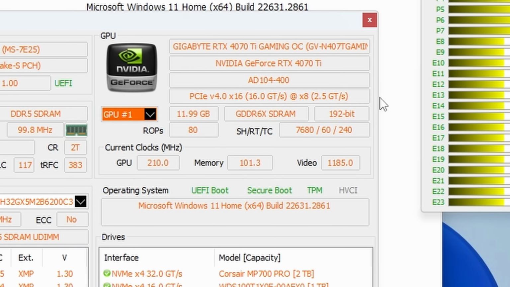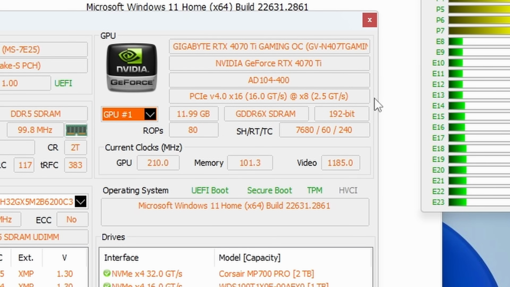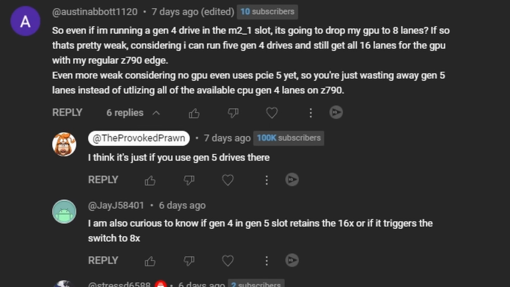I did a separate video on what this means and the implications of it, and when I posted that video I got a question from one of the viewers asking about what happens if you run a Gen 4 drive in that slot instead. Does it still halve the number of lanes, or will it be fine?